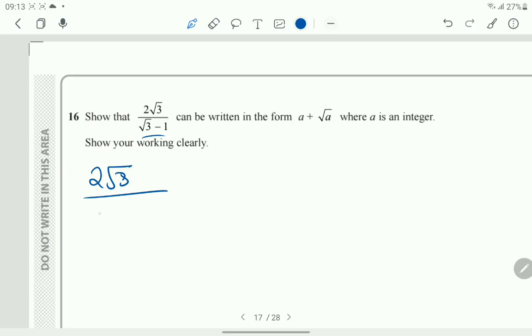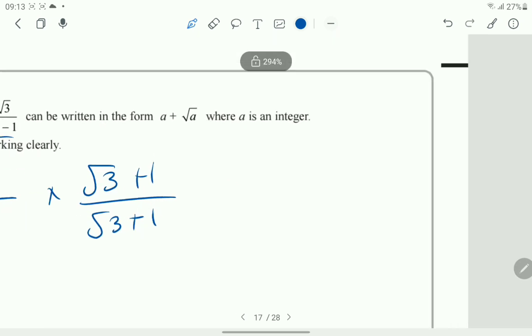And what I mean by that is you multiply by root 3 minus 1 times root 3 plus 1 over root 3 plus 1. Note that you could have also done root 3 and minus root 3, or minus root 3 plus 1. It wouldn't have changed your outcome.